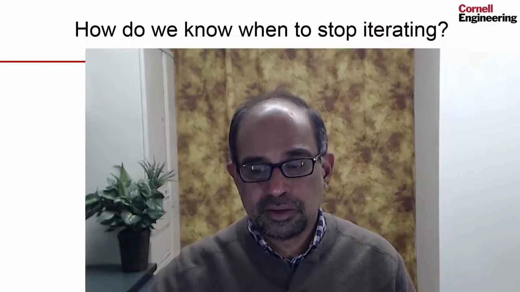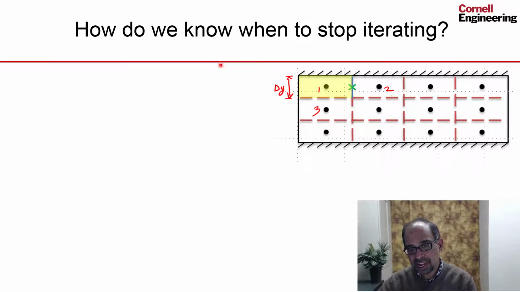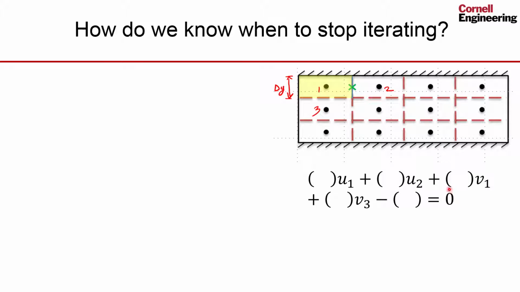How do we know when to stop iterating? To understand that, I'll go back to the channel flow example. And for mass conservation for that cell, we got an algebraic equation that looked like that, of that form.